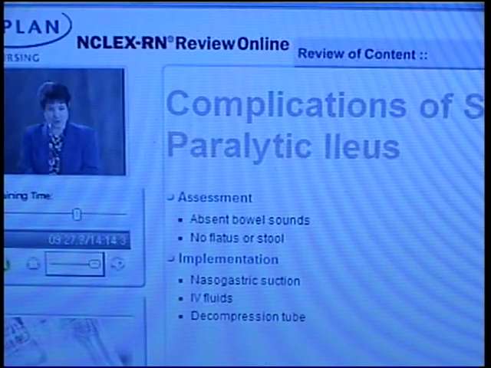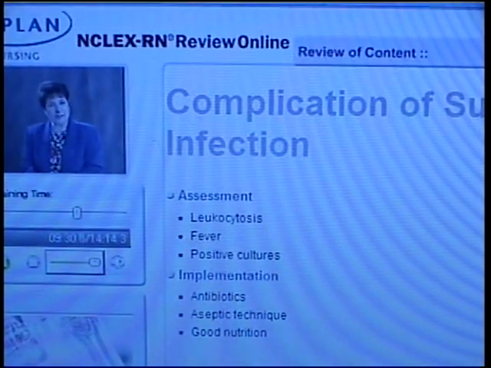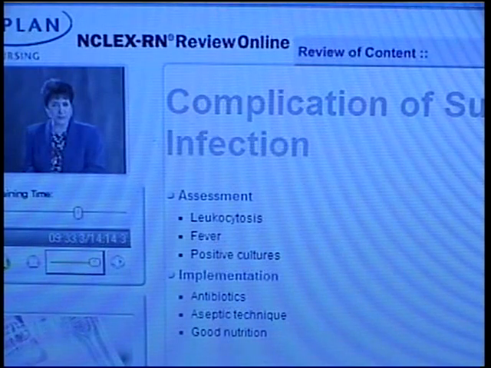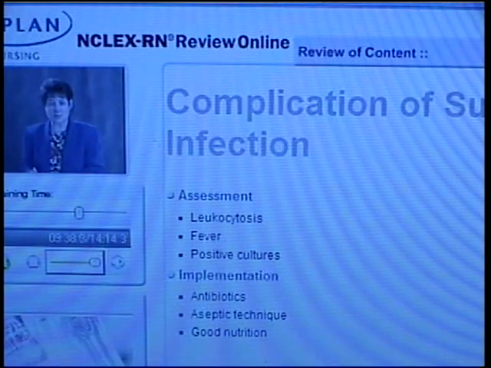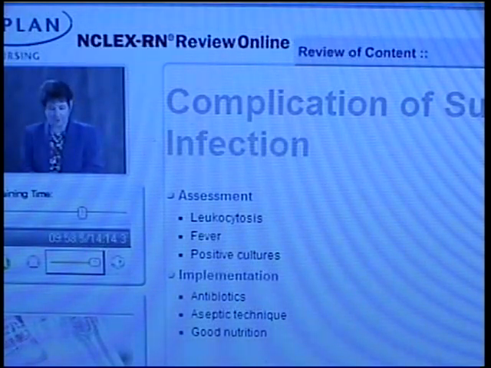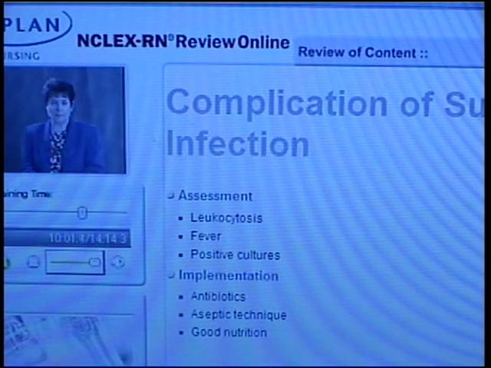Another complication after surgery is infection. These are the risk factors for people who are more likely to develop an infection after surgery. First of all is age. The older the patient is, the more likely they are to develop an infection. Nutritional status: if they are in poor nutritional status preoperatively, then they are more likely to develop an infection postoperatively. That's why a lot of times before surgery, patients will have TPN or a high protein diet to get them in good shape for surgery. Diabetics are more prone to infection. People who smoke are more prone to infection postoperatively. Patients that are obese, again, are more prone to infection.